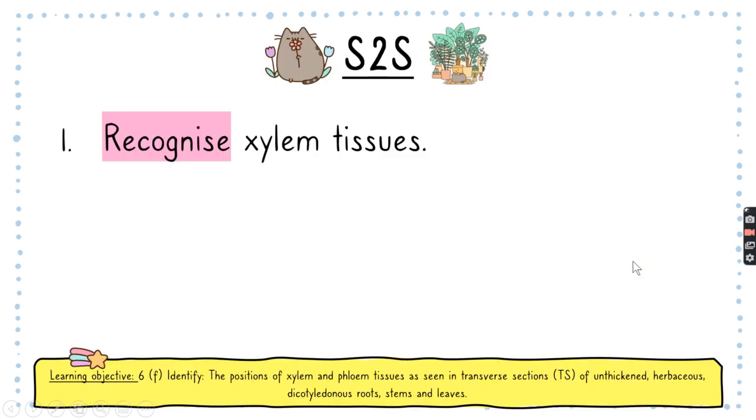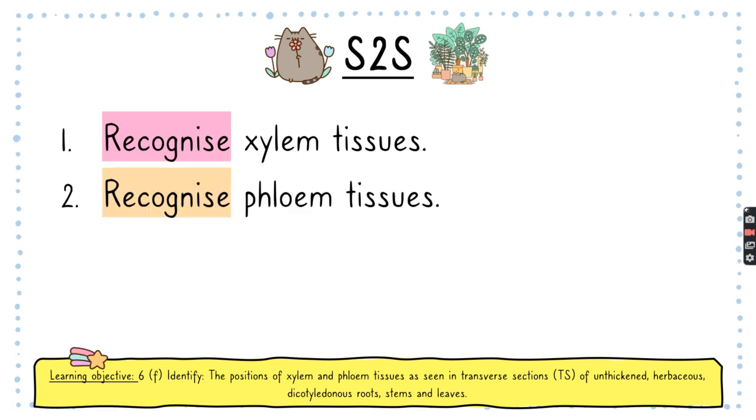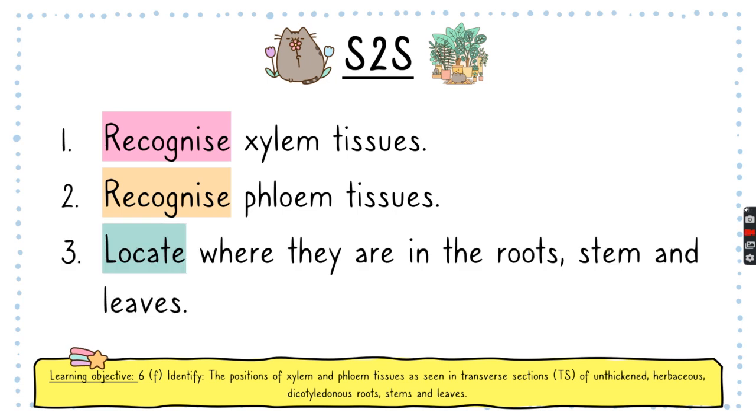So what is our step to success today? Firstly, we are going to recognize xylem tissues. That means that when we look at it, we definitely know that that is the xylem tissues. We need to be able to recognize phloem tissues. That means that if you look at the structure, no matter how the drawing looks or what picture it is, we know that that is the phloem tissues, and we should be able to locate where they are if they are placed in the roots, the stem, and the leaves.